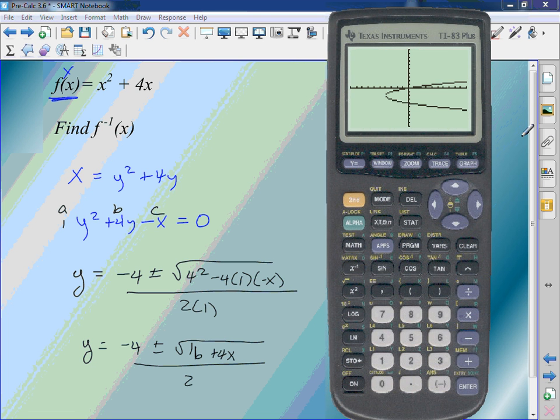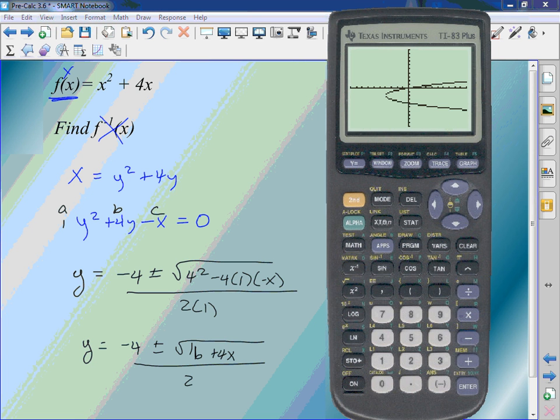Is this a function? Why not? Vertical line test. This fails the vertical line test. So this tells me this inverse is not a function. Do you understand what we did? We rearranged it. We solved it. When we graphed it, it's a sideways parabola. It fails the vertical line test. In order to be a function, it has to pass the vertical line test. It touches in more than one spot on the vertical line.